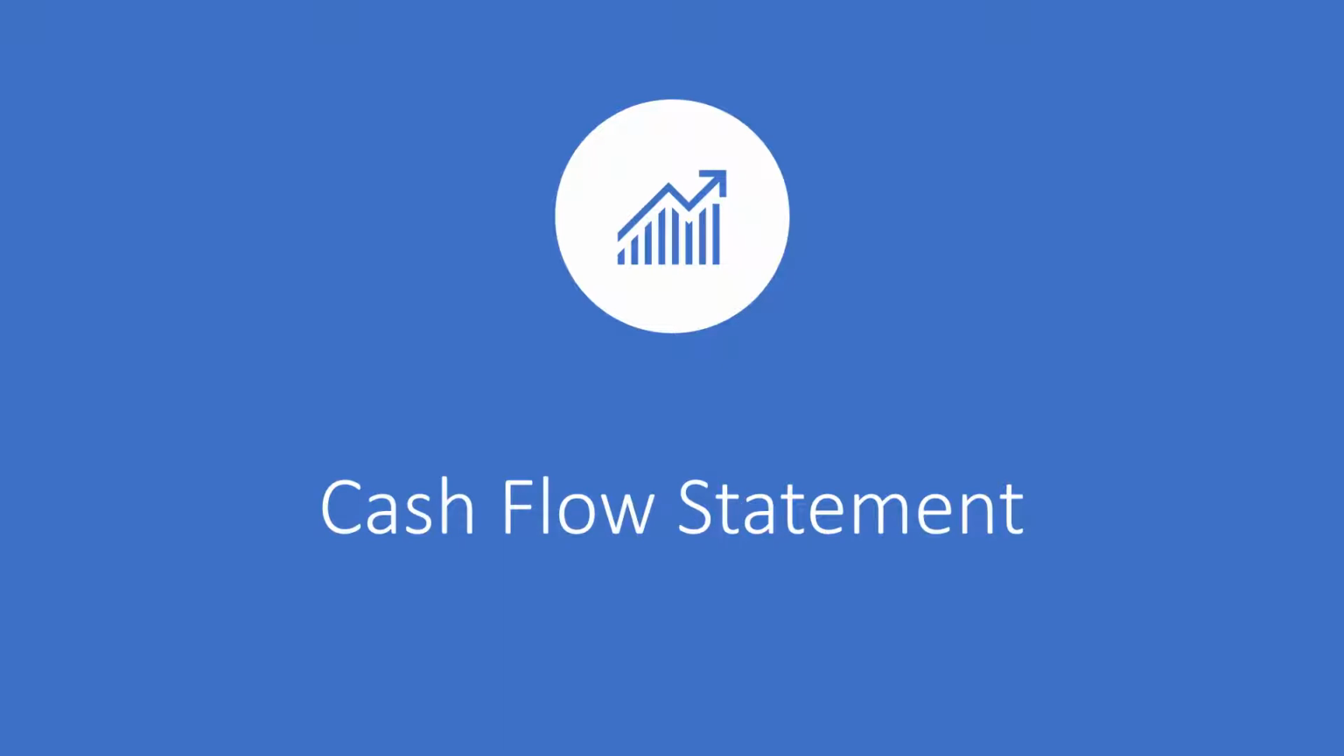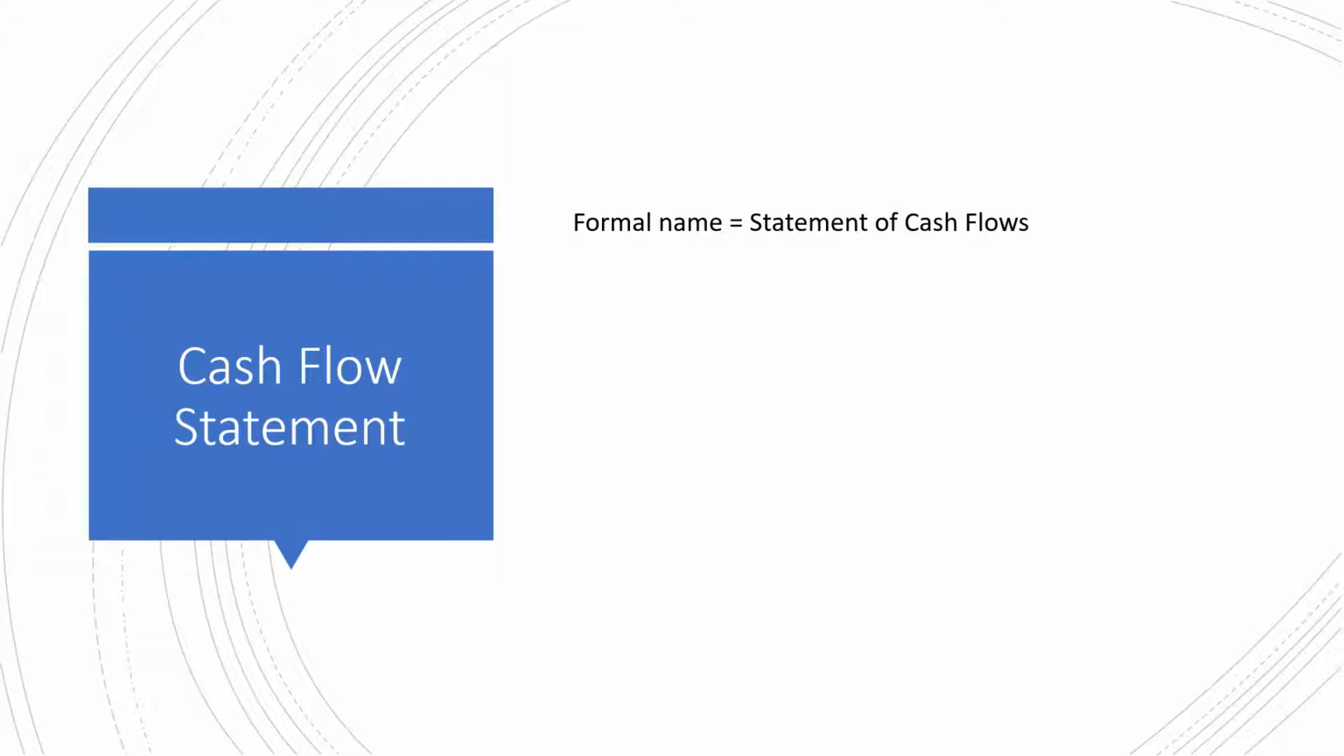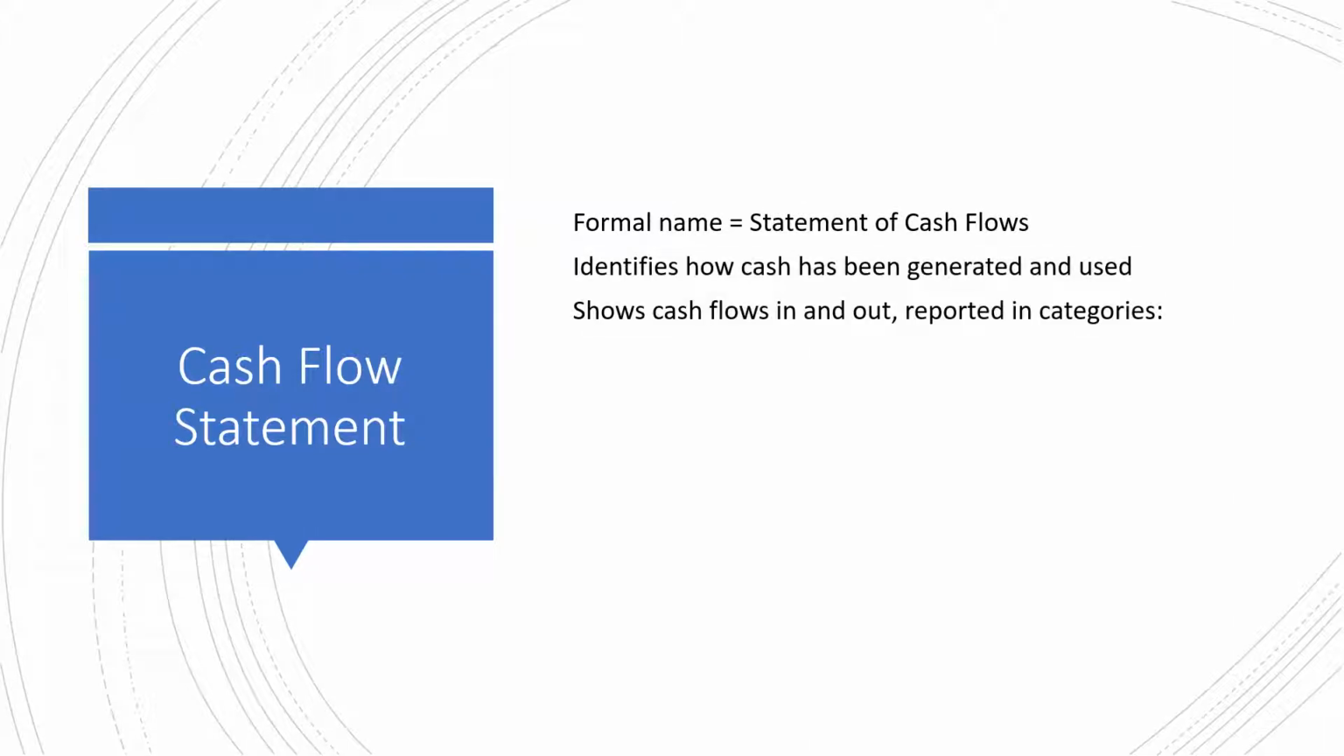In this video, we will examine the cash flow statement. The cash flow statement is also known as the statement of cash flows. The cash flow statement identifies how the organisation's cash has been generated through the year and how the cash has been used. Reported in the three categories of operating, investing and financing, it provides a better breakdown of the cash and an easy way to assess what area of the business generates or uses the cash.